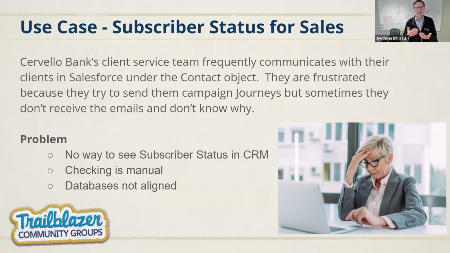So they reach back to the sales team: I never received that email. And the sales team's like, I don't know, why is this not working? Why am I not sending? And they'll constantly reach out to the marketing automation group to say, hey, I just dropped this contact or lead in this campaign. They never got the email. What's the story here? So there's really no way in Salesforce CRM to see that subscriber status in Marketing Cloud.